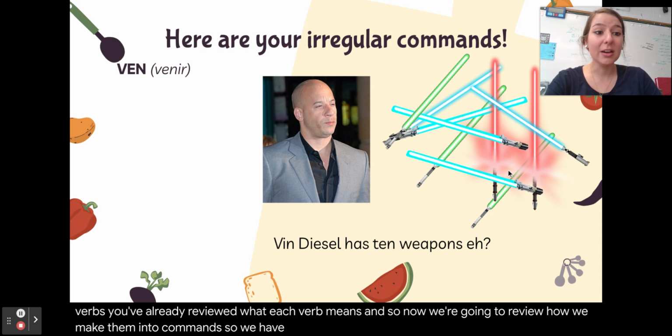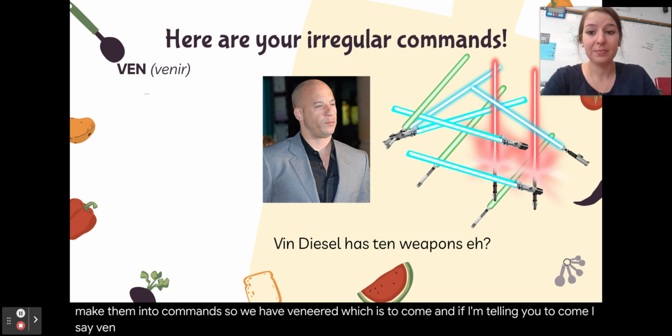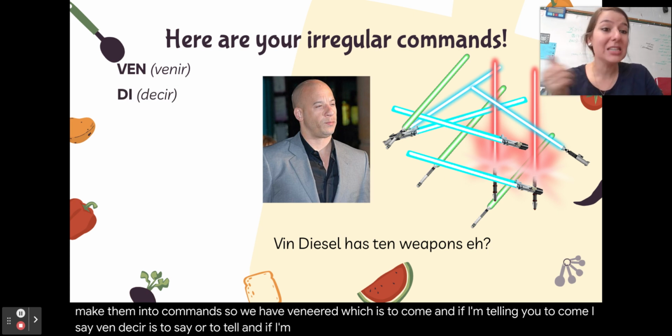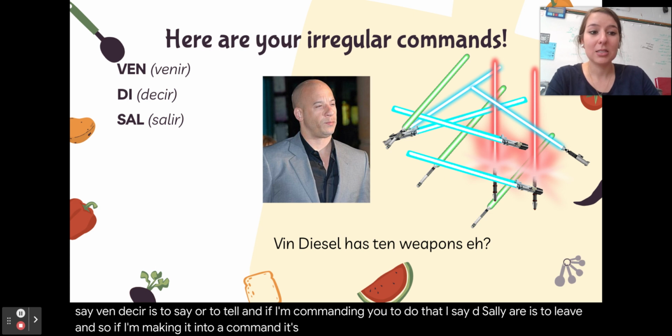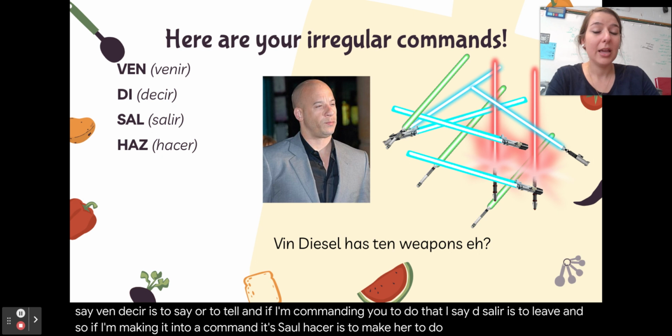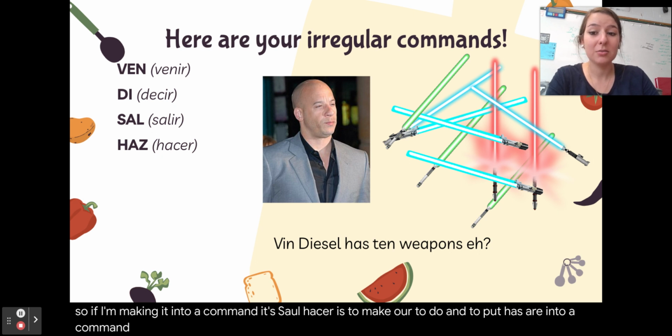So we have venir, which is to come. And if I'm telling you to come, I say ven. Decir is to say or to tell. And if I'm commanding you to do that, I say di. Salir is to leave. And so if I'm making it into a command, it's sal. Hacer is to make or to do. And to put hacer into a command, you say haz. Tener is to have, and in its command form, it is ten.